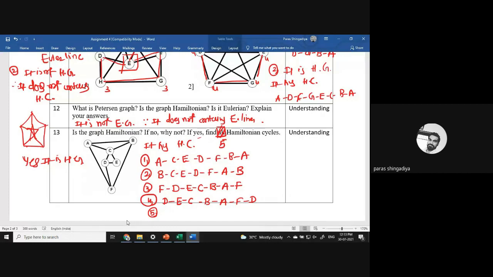And the last one. Now you can consider here, C is remaining. A, B, C, D, E. E is also remaining. You can also consider E. Yes, it is absolutely possible: E, C, B, A, D, F, D, and E. Clear? So these are the 5 different Hamiltonian circuits. Okay. Is it clear to all?